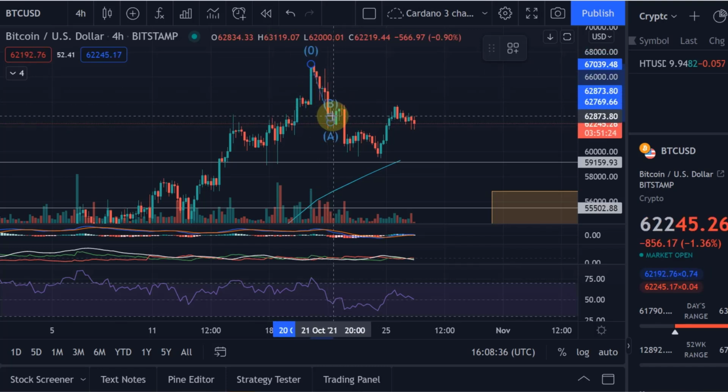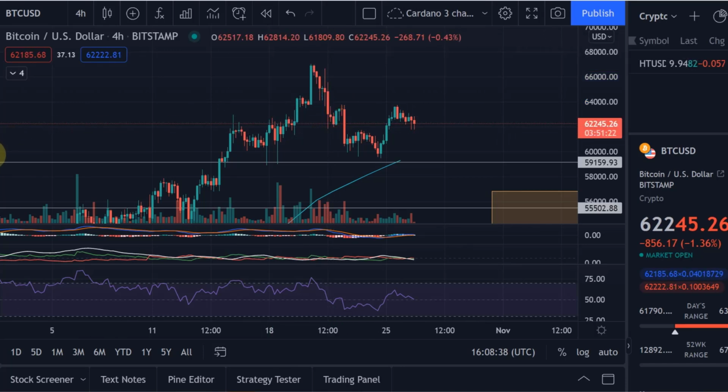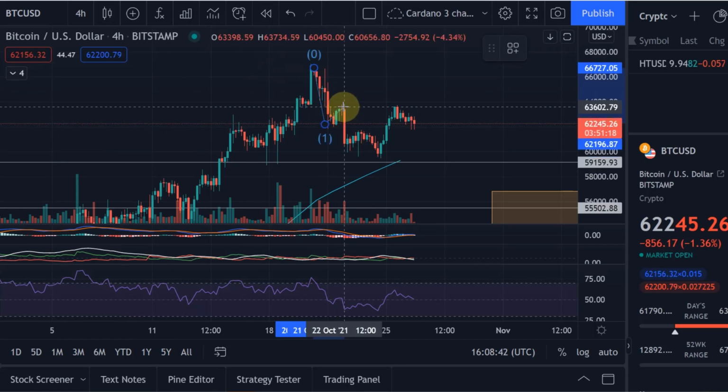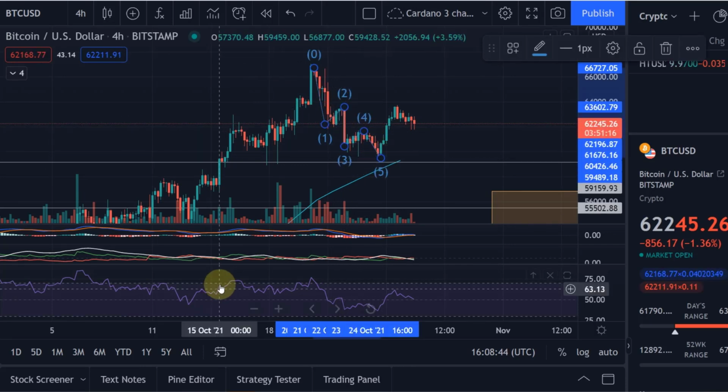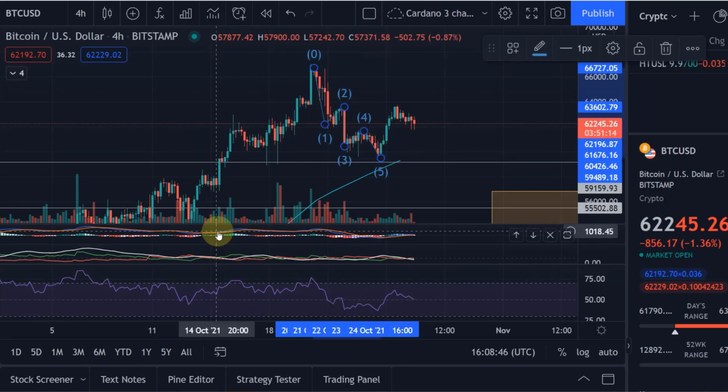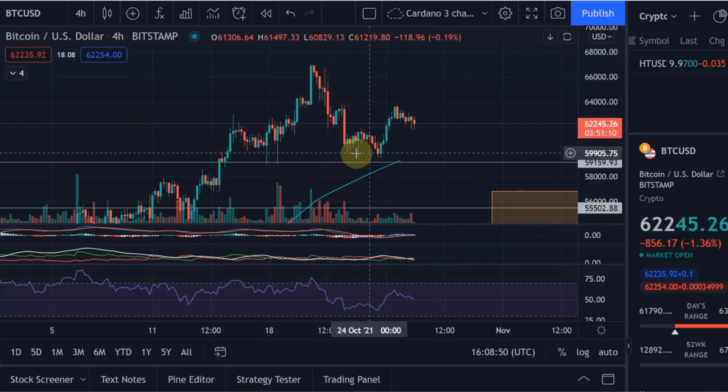Not ABC, I took the wrong one. One second. I just need to choose 1, 2, 3, 4, 5. So 1, 2, 3, 4, 5 indicates that the trend has shifted. The trend is now going down. This is just this wave here.